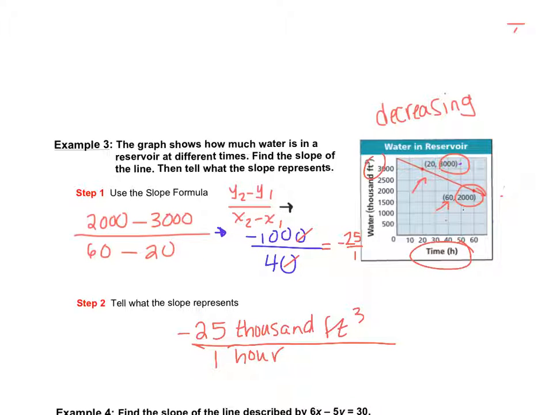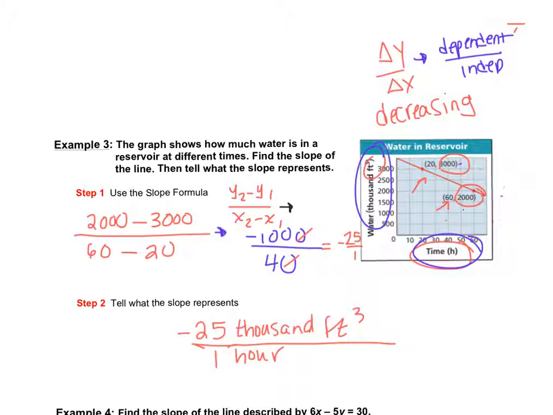So there's a reason to why it's change of y over change of x, because the change of y represents the dependent variable. It's the amount that is changing for every independent. So here it's the amount of water lost for every hour.